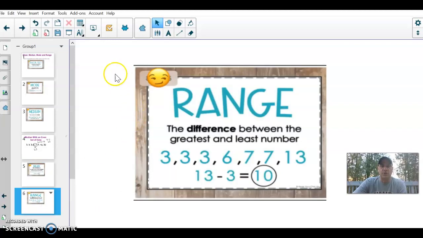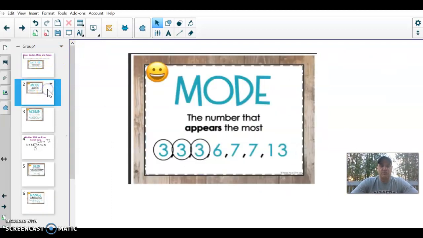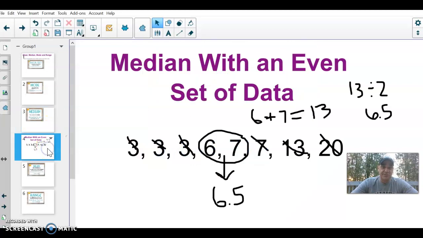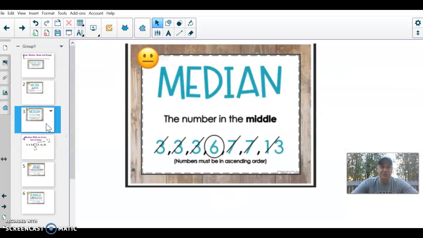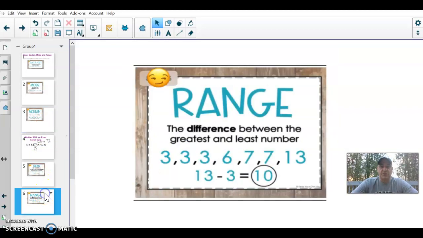And the last one, I think, is an all right one. Range, or basically just what's the spread of your data set. It's taking your highest number and your lowest number and just subtracting them. So 13 minus 3 is 10. So if we go back, here was our original data set. Our mode was 3. Our median was 6. Although if I add a number, notice it goes up to 6.5, so it does change. And the mean is also 6. And the range is 10.